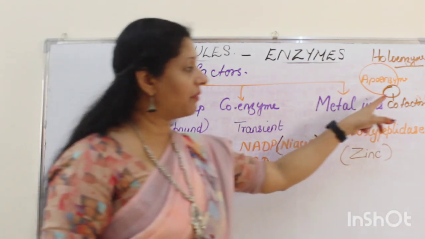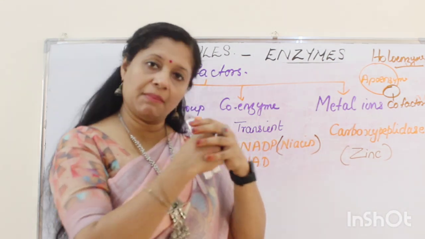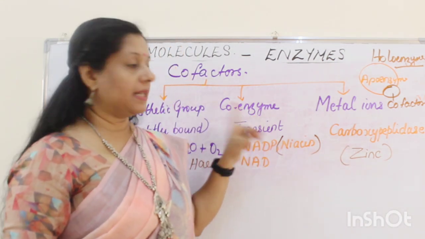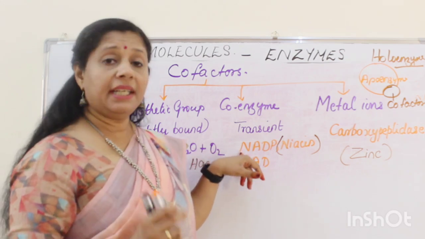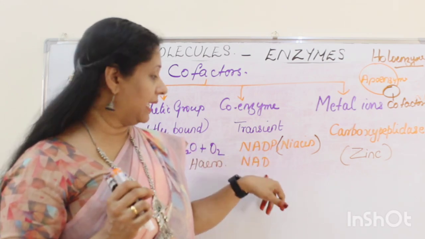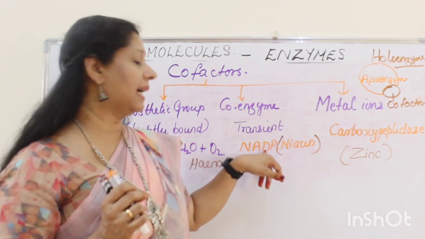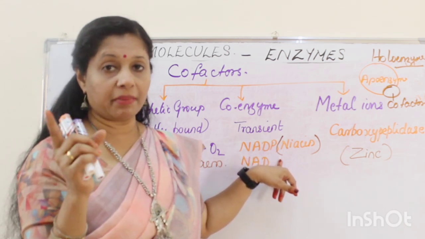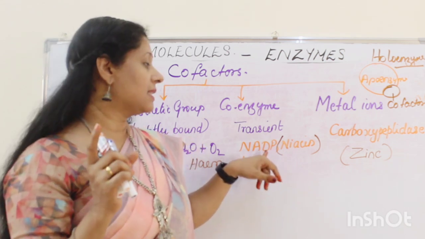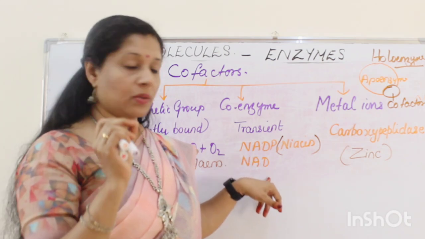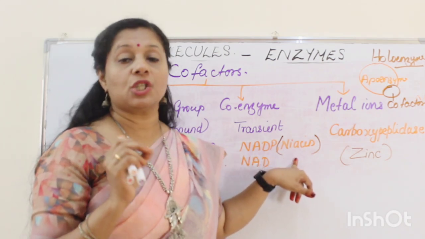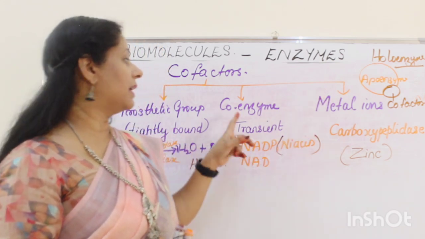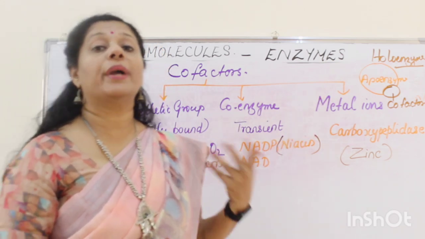Now, if this cofactor is a transient association, and it can be removed, that is called a coenzyme. For example, the nicotinamide adenine dinucleotide NAD or nicotinamide adenine dinucleotide phosphate NADP, these are the energy-rich compounds formed in photosynthesis. So these have a transient association with the vitamin niacin. So that is only a transient or a temporary association. So that cofactor is called a coenzyme.